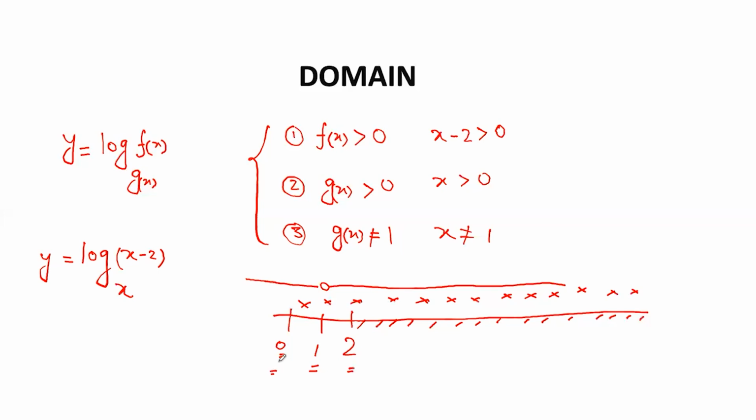Now we have to find those areas where all three patterns are satisfied. Means this portion, the shaded one, the cross one, and the line one. So we can see there, the answer is nothing but 2 to infinity. All three are satisfied for 2 to infinity. So the domain of this is 2 open to infinity. Infinity is always in an open bracket, right?